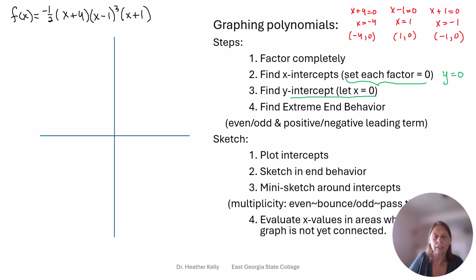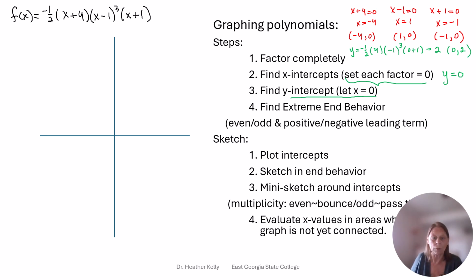We also need to find that y-intercept, and the way to find the y-intercept is to just plug in 0 for all the x's here. So y is going to equal negative 1/2 times 0 plus 4 is 4 times 0 minus 1 is negative 1 cubed. We do care about the powers now because we're evaluating the function. And we have 0 plus 1. So this gives us negative 1/2 times 4 is negative 2 times a negative 1 gives us positive 2. Our y-intercept is 0 and 2.